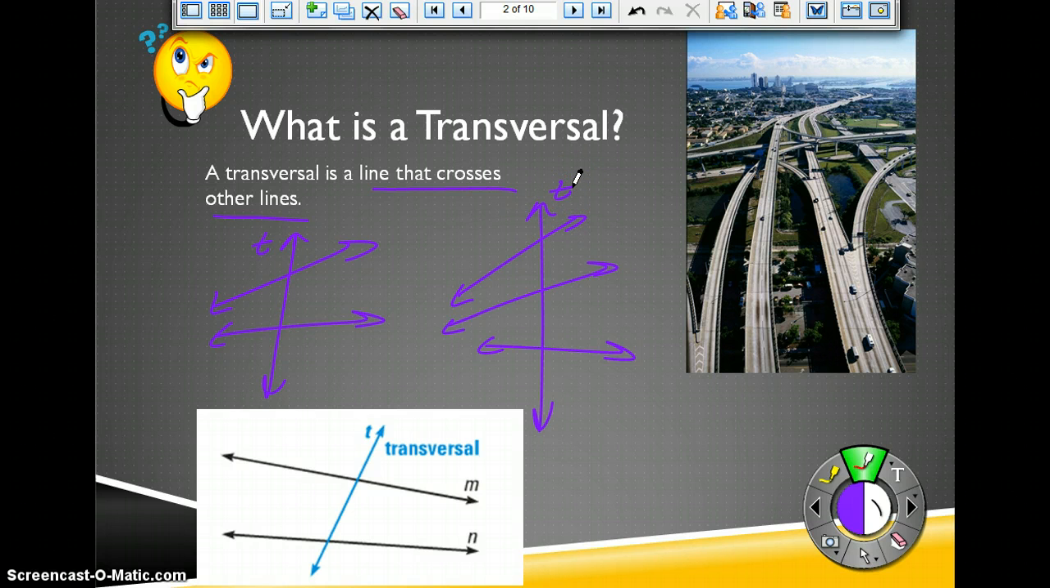Your transversal does not have to be vertical. I know I drew both of those that way. This transversal down here, you can see, is actually slanted. And that's perfectly normal. You can also have something like this that creates a triangle form. So these two lines would be maybe your L and your M, and then you can cut both of those like this with a transversal. You could also look at T and L as your two lines, and then M could be your transversal. So there's a lot of leeway in that.